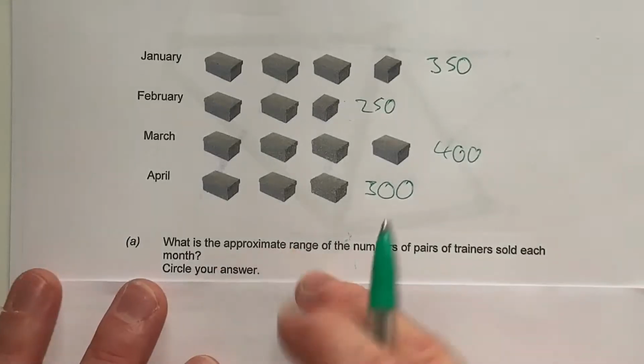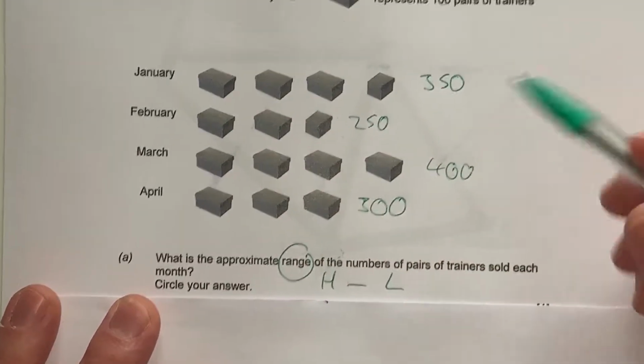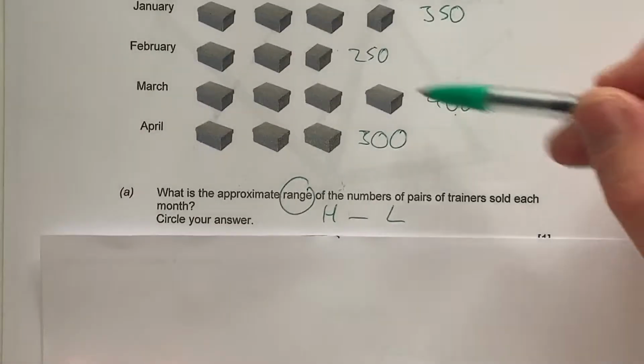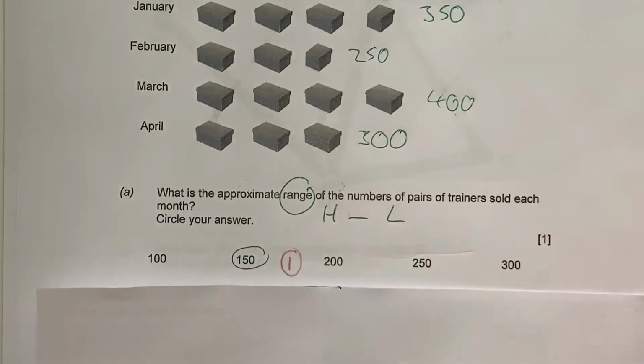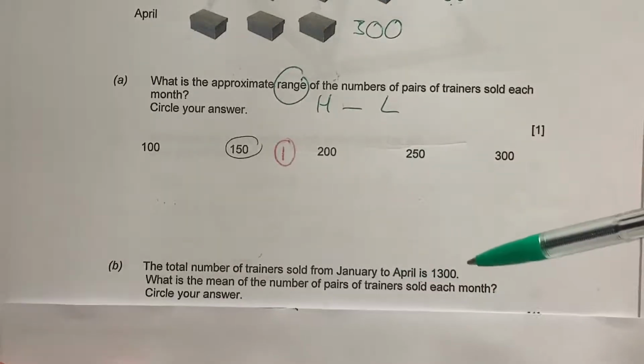So this one says, what is the approximate range? Range is highest, take away the lowest. I hope you know that. The highest is 400, the lowest is 250. So the difference between them is obviously 150. Okay, 1 mark.